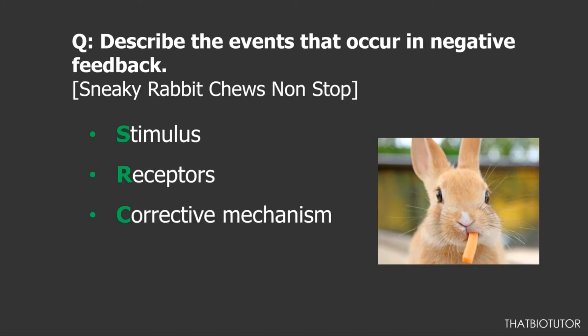C stands for corrective mechanism. So it will remove the stimulus. So example, if it was an increase in body temperature, then the mechanisms would cause a decrease in body temperature. And once it removes the stimulus, right, this will restore the normal condition, also known as the set point. Once normal condition is restored, the corrective mechanisms will stop.